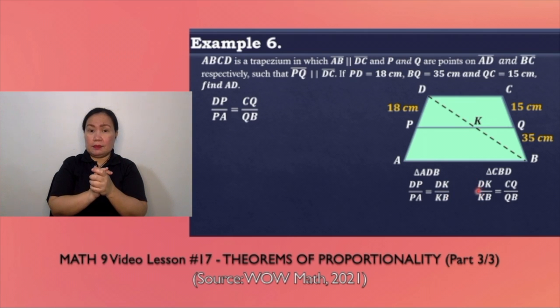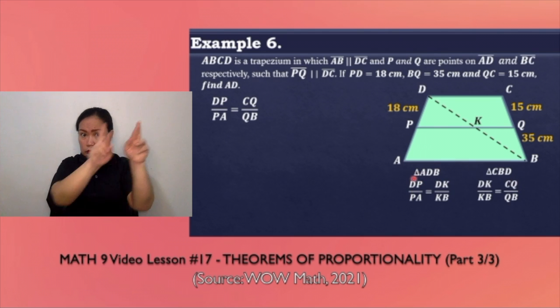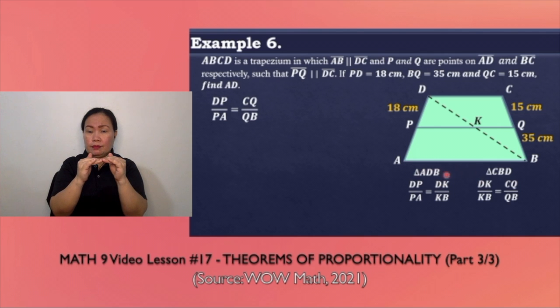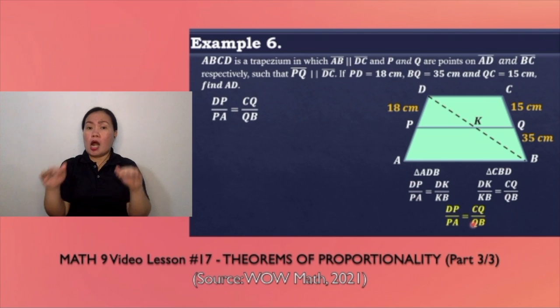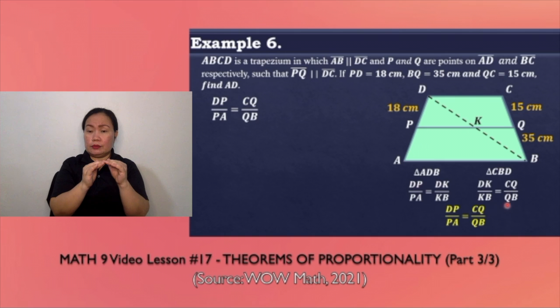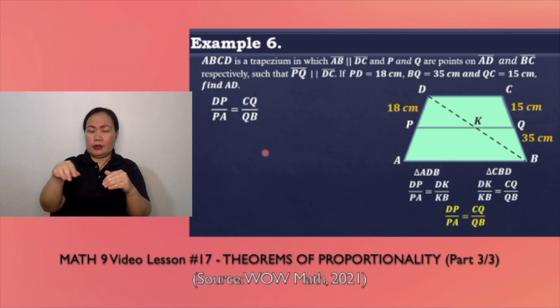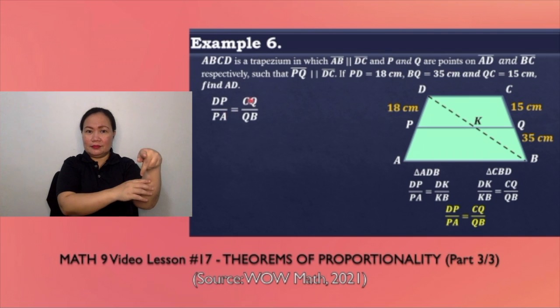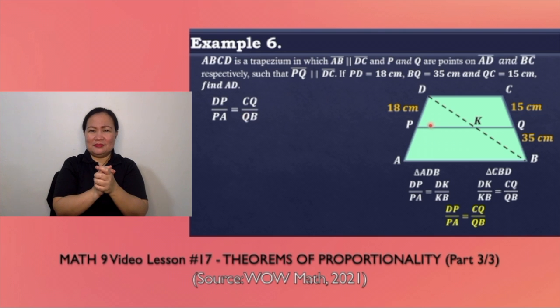So, by the transitive property, if these two ratios are both equal to this ratio, then these two ratios are also equal to each other. So we have DP over PA is equal to CQ over QB. This means the proportion is true even if the figure is not a triangle, even if it is a trapezium.